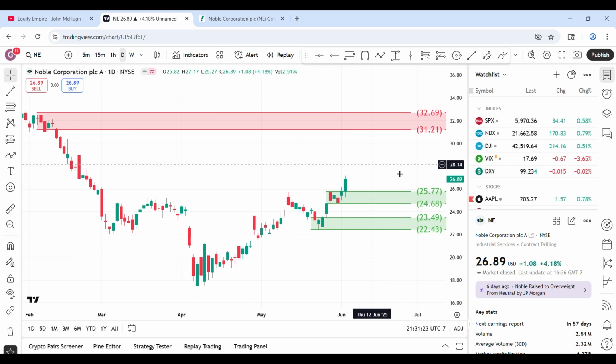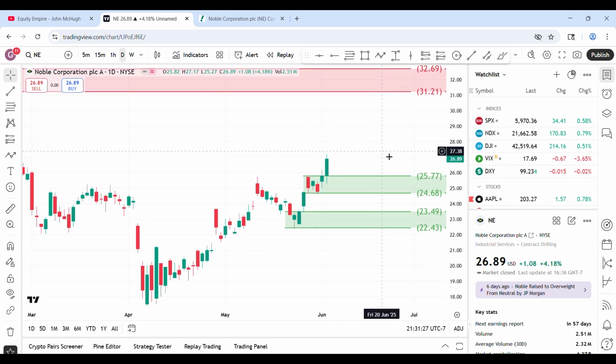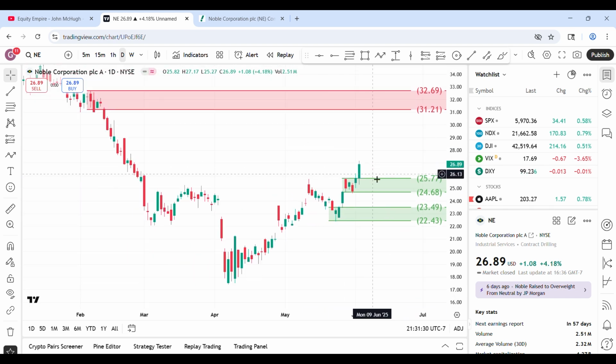Okay, so that's going to be the first clue of resistance, that's going to give us plenty of room for price to bounce and give us a lot of reward potential. So the way you could construct a trade, if you like to buy in a pullback into a support level at the start of an uptrend, which is exactly what Noble Corporation just started. This is our game plan.